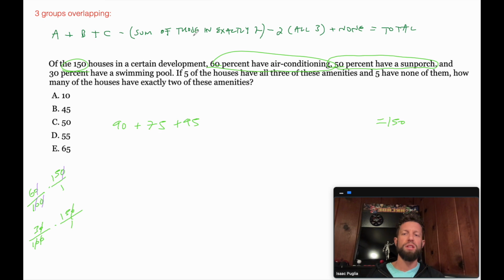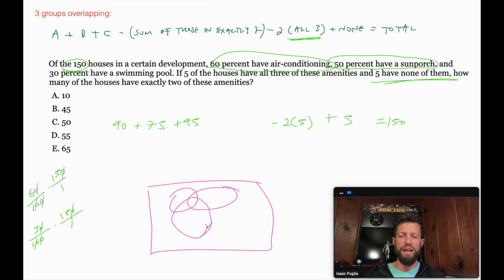Okay, let's see if they give me the sum of exactly 2. It says next, if 5 of the houses have all 3. Okay, well, they're not giving me that, but they are giving me this. So let me go ahead and write that down. And then it says 5 have none of them, so we want to account for those people.